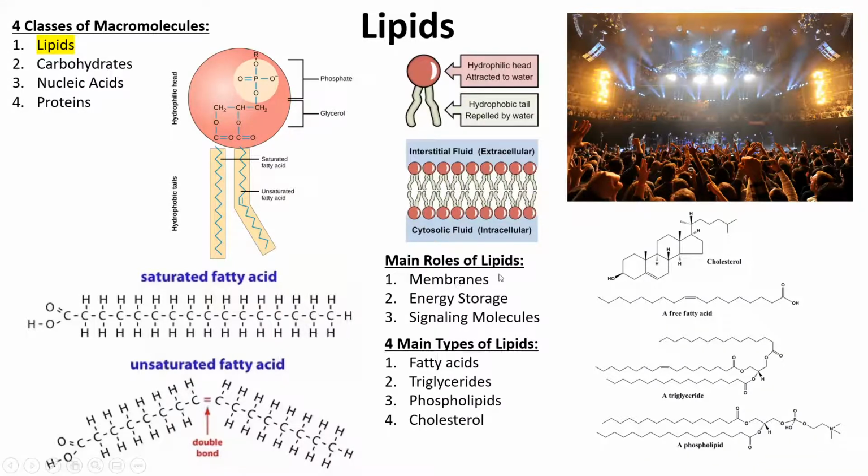Now, there are 3 main roles of lipids. The first of these is membranes. Lipids make up the membranes of each one of our cells. This is really important for cellular processes in maintaining concentration gradients.